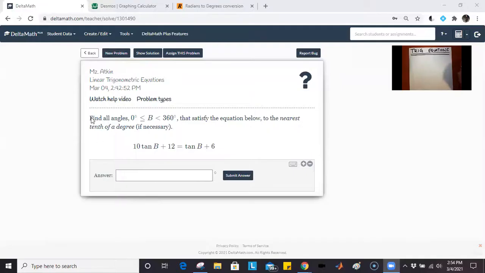All right, so here's our question. Find all angles between 0, including 0. That's what that less than or equal to means. It means 0 is possibly part of our answer here. Find all angles between 0 and 360 to satisfy the equations below to the nearest tenth of a degree, if necessary. All right, so I'm going to write that down. 10 tangent of B plus 12 equals tangent of B plus 6. First example.